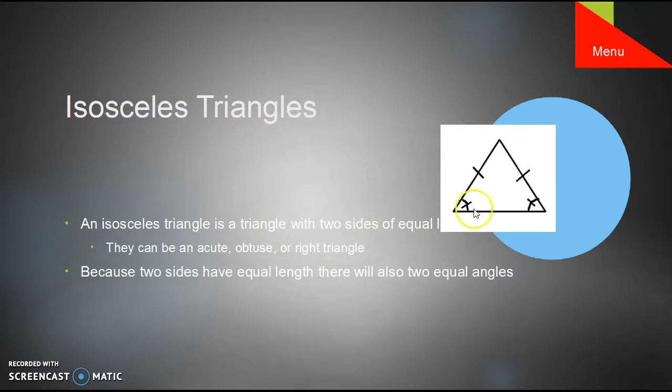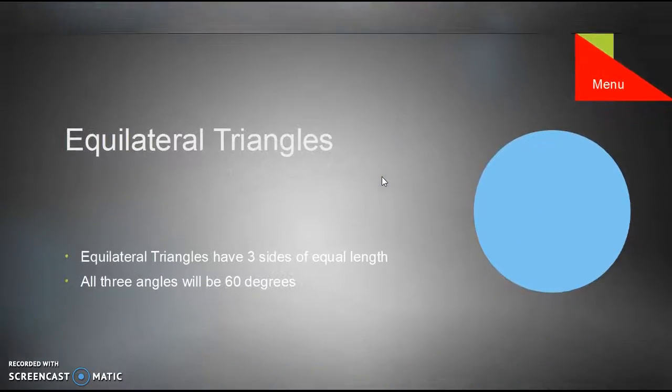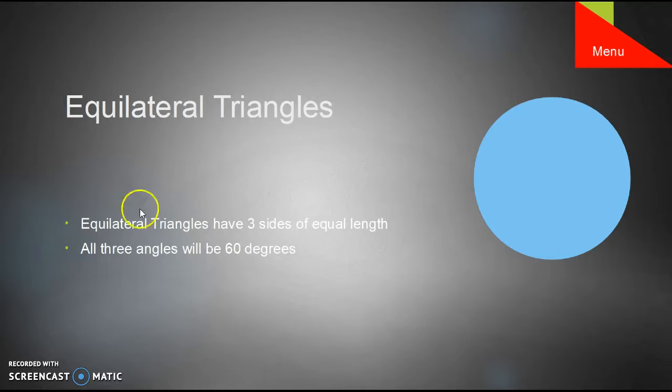So that's an example of one: two sides of identical length and two angles of equal measure. So an equilateral triangle has three sides of equal length and three angles that are all 60 degrees. Because all three sides are the same length, all the angles have to have the same measure of degrees.